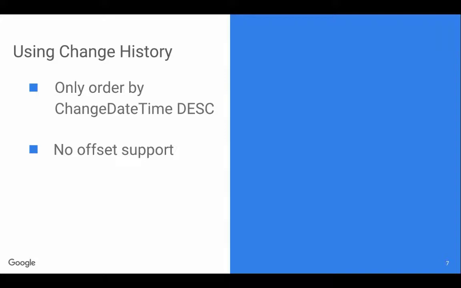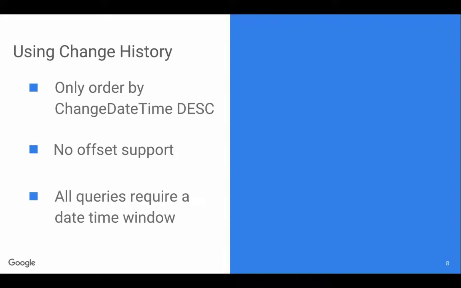The second thing is we don't support the keyword offset. So this is the PQL keyword that you would use in the other services when you're paging. You'll get one page and then you'll offset and get the next page of results. That keyword's not supported in the change history table. And finally, every query will require a DateTime window, meaning you need both a start and end time that you're looking at for changes.